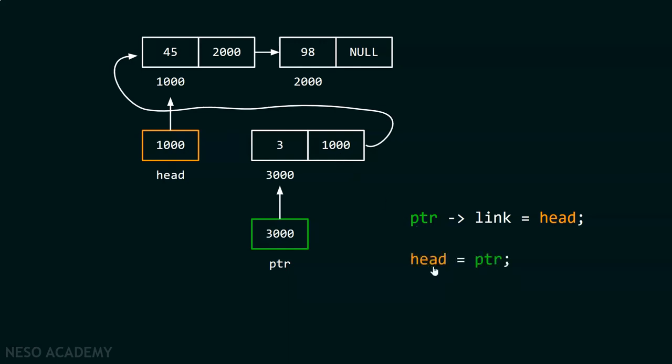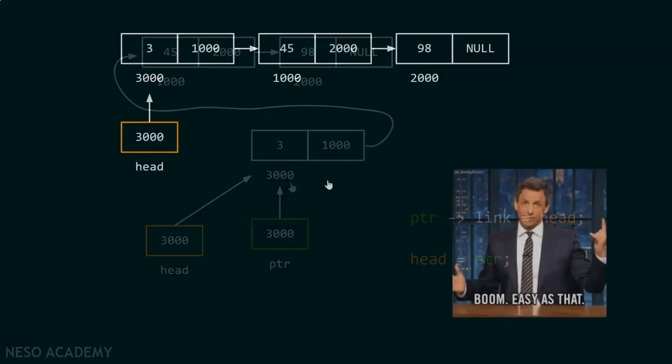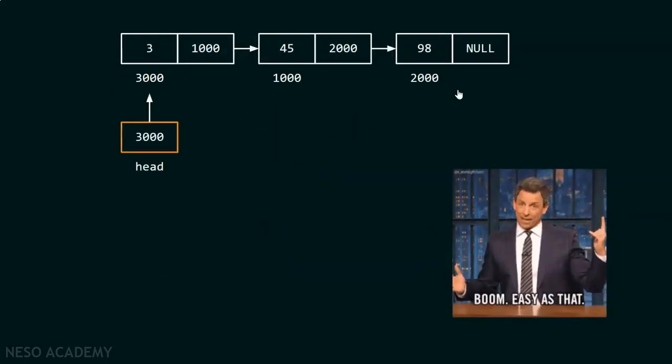After that, head equals to ptr is required, which means the head pointer must point to this node. Isn't that so? Head will get updated by 3000 and then after that it will point to this node. Isn't that easy? Now the head pointer is pointing to this node, which means that this is the first node of the list and the final result so obtained looks like this. By just 2 lines of code, we would be able to add this node at the beginning of the list.